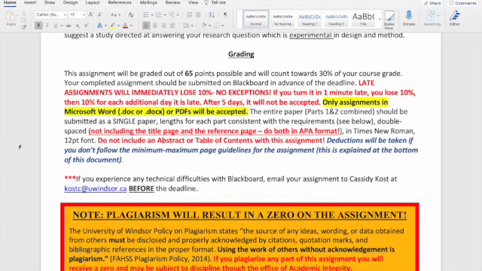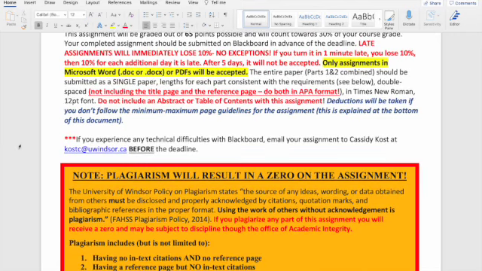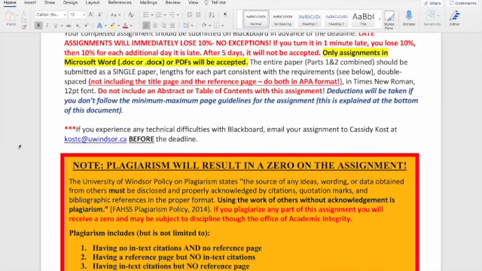You need to submit this paper onto Blackboard in either a PDF or Word document, as these are the only two formats that Blackboard can accept. If you do run into any technical difficulties with Blackboard when you go to submit, you can feel free to email myself or the course email, and we can try to figure that out.